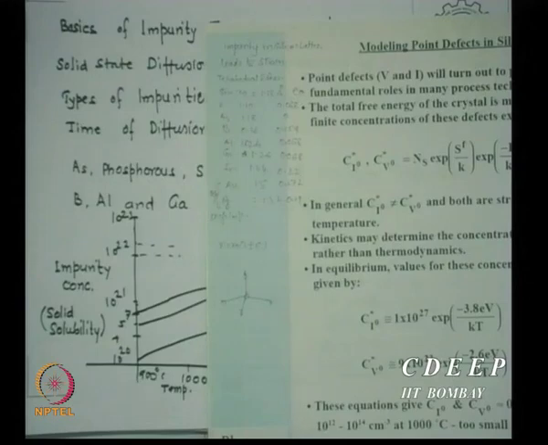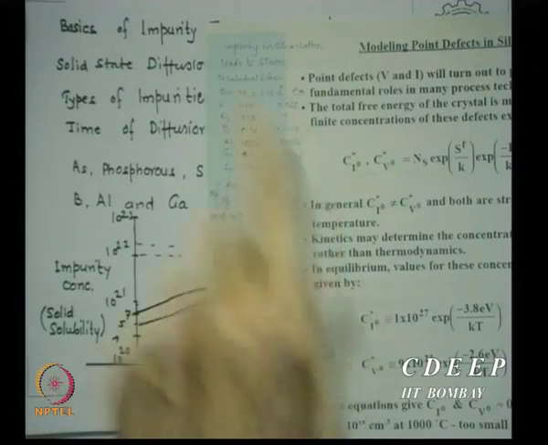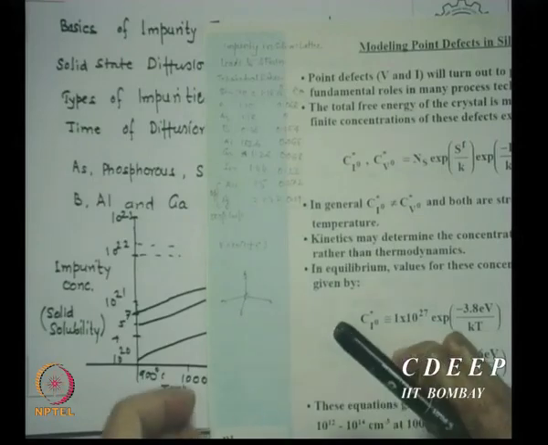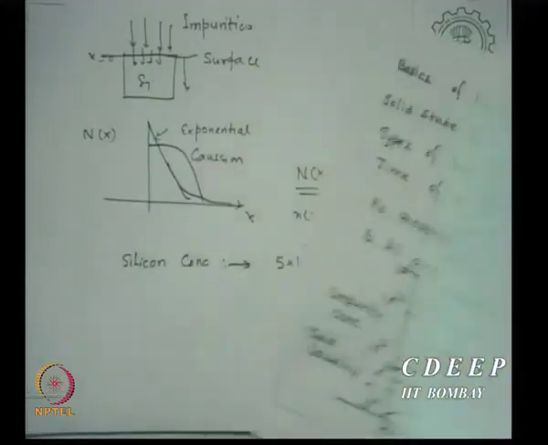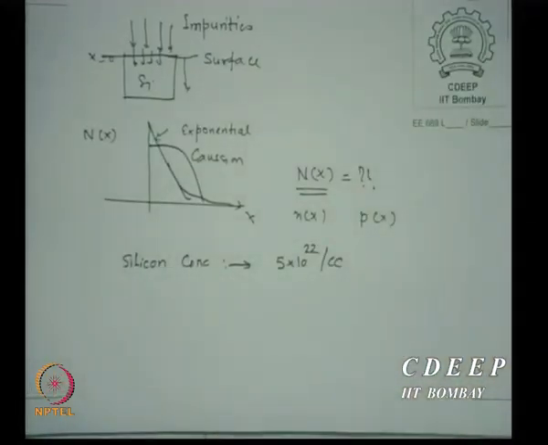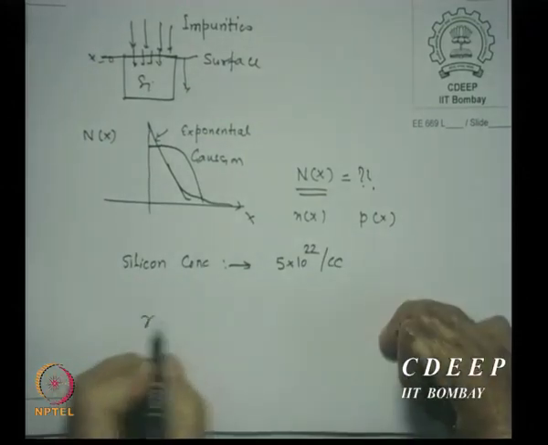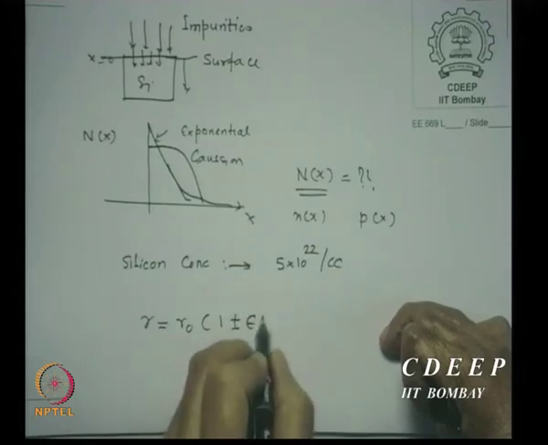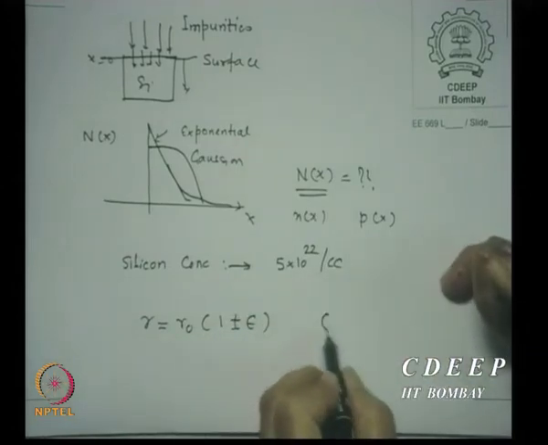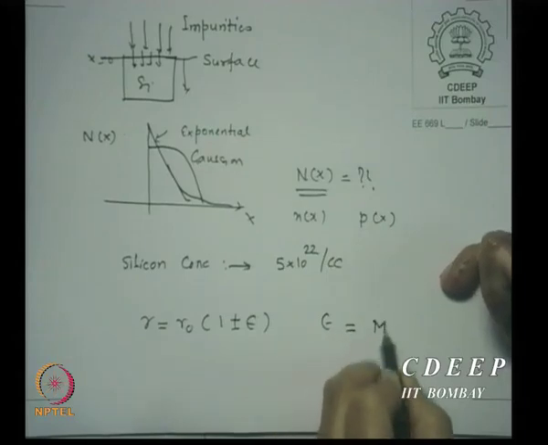So, you have noted these numbers, you noted down what I wrote, okay. What I am now saying is that I have a formulation which says R is equal to R0 times (1 minus epsilon), where epsilon is called the misfit factor.